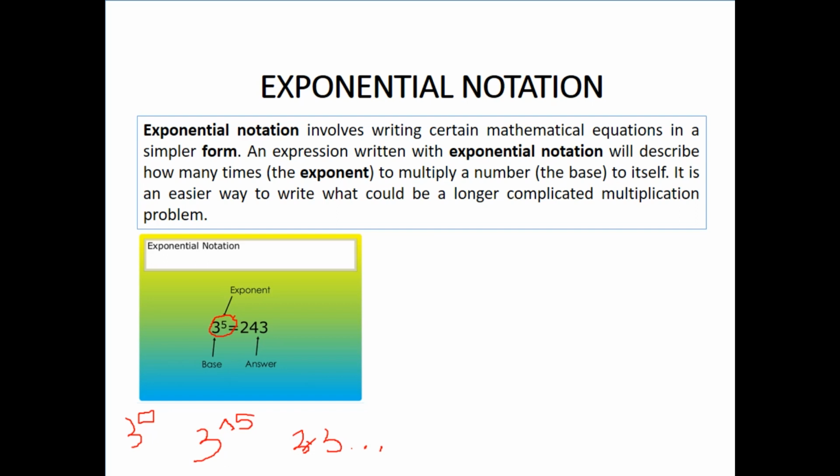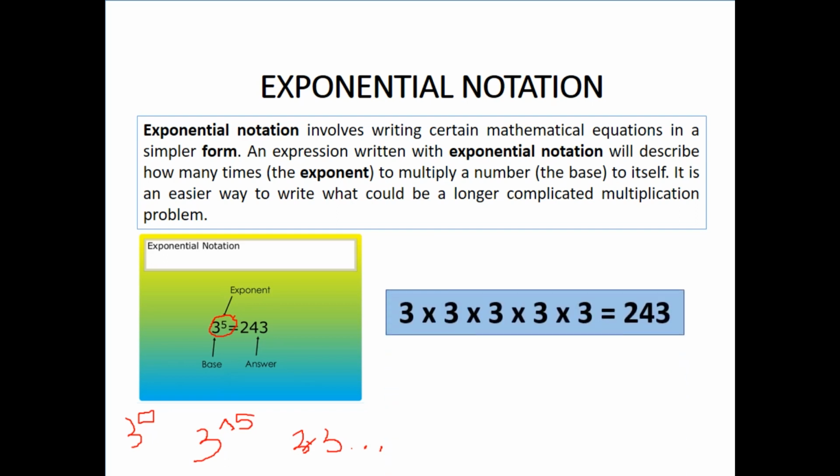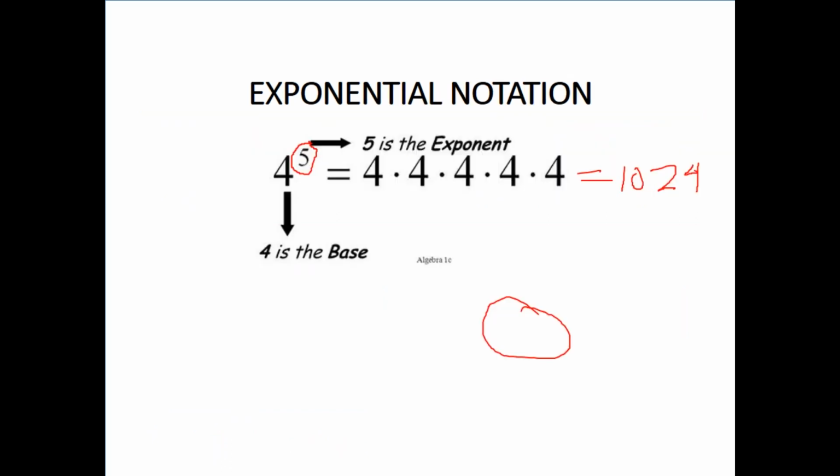Okay? Instead of writing 3 times 3 times 3 times 3 times 3, 5 times, we will have to write it like this: 3 raised to the power of 5. I-superscript na lang nato ang 5. So again, instead of writing this long process, 3 times 3 times 3 times 3 times 3 equals 243, to make it shorter, we will just use this one, 3 raised to the power of 5. So another example, you have this one, 4 raised to the power of 5.